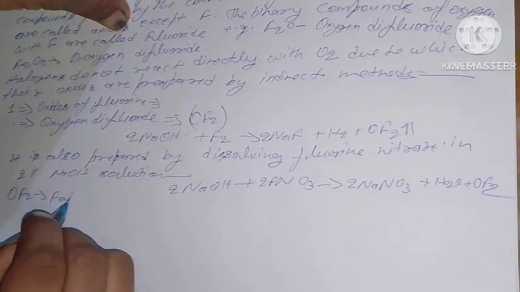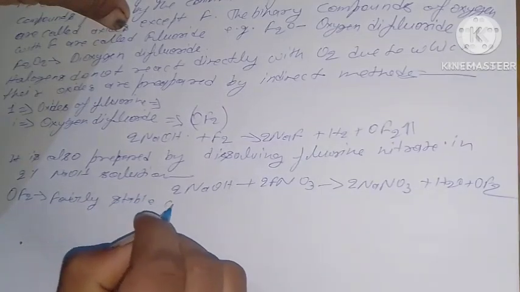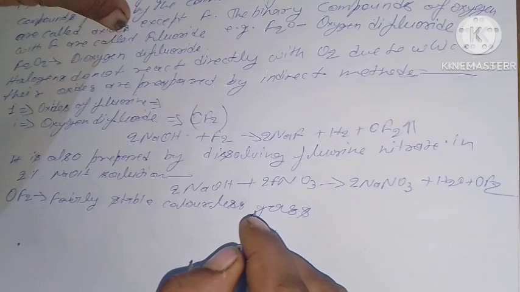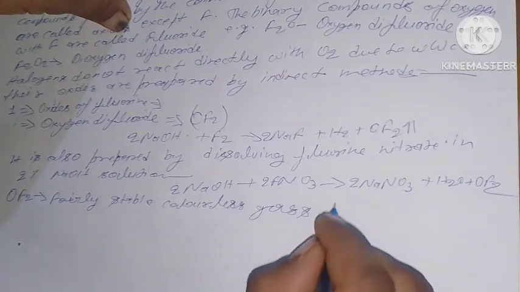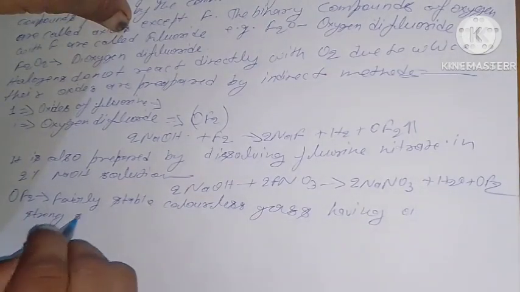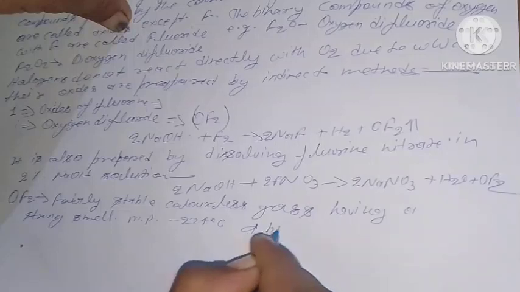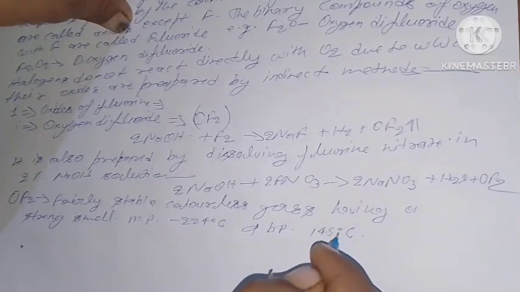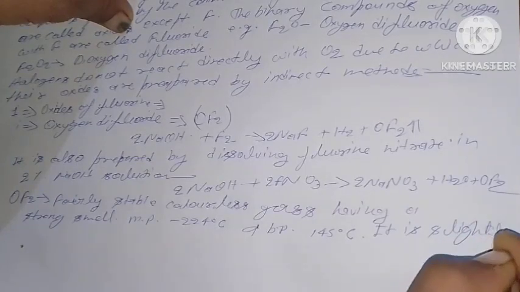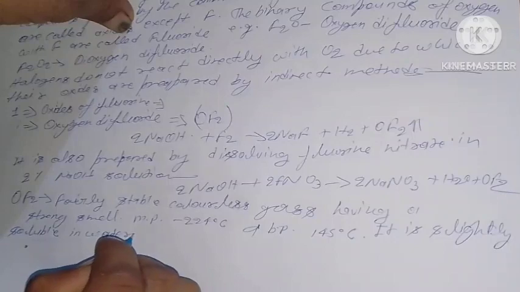OF2 is a fairly stable, colorless gas having a strong smell, with a melting point of minus 224 degrees Celsius and a boiling point of minus 145 degrees Celsius. It is slightly soluble in water.